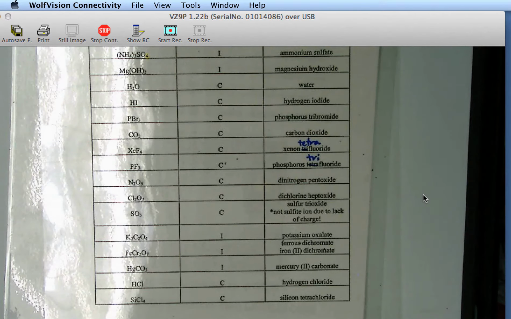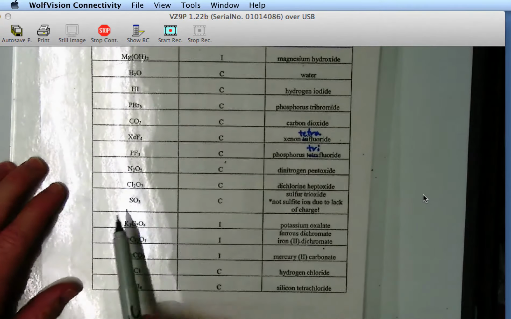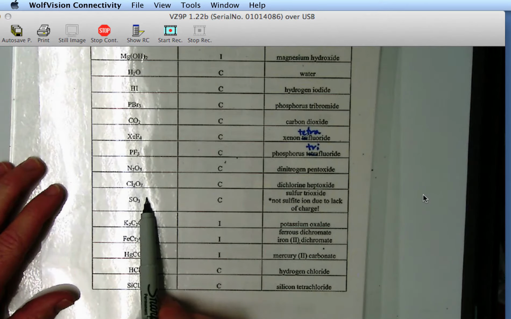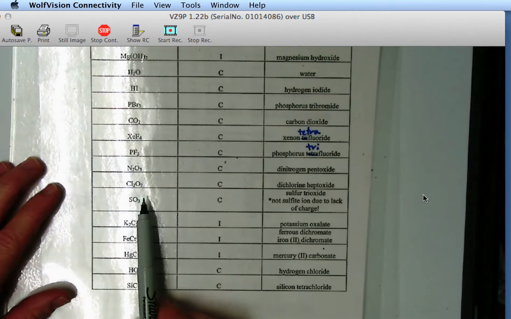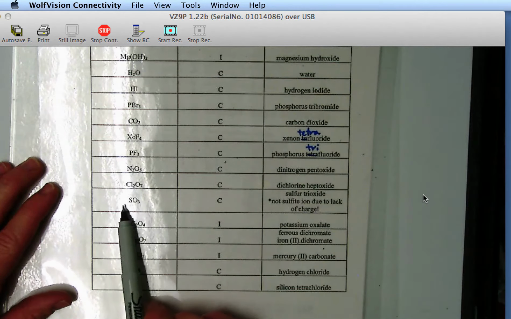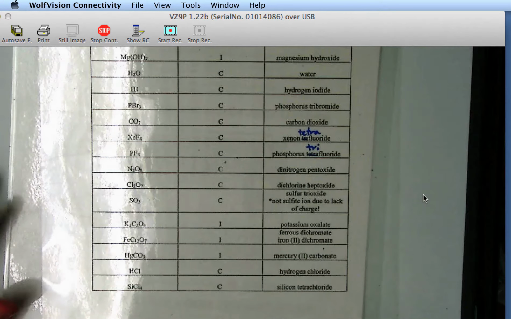This one I'd like to point out, too, SO3. There is no charge on this one. So a lot of times students think that's sulfite ion. It's not sulfite ion because it doesn't have that charge. So it's covalent, it's sulfur trioxide. And that's the same for any exam that we have: if there's no charge on it, then just assume that it's covalent.